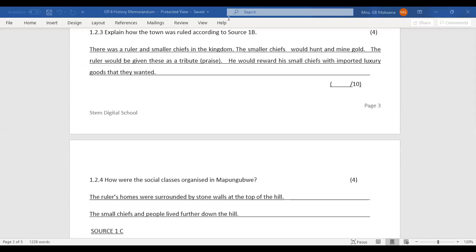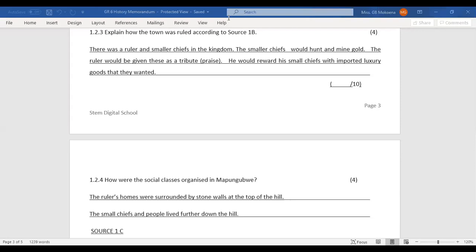The ruler's home was on top of the hill, surrounded by a stone wall, and then the smaller chiefs lived in the middle of the hill, and then at the bottom lived ordinary people. And the reason why the king lived on top of the hill was they said he could talk to the ancestors and he could make rain. That was the reason. And he separated himself from the people. Okay, nice.